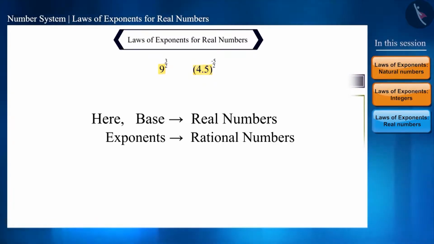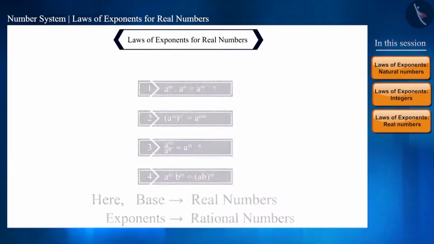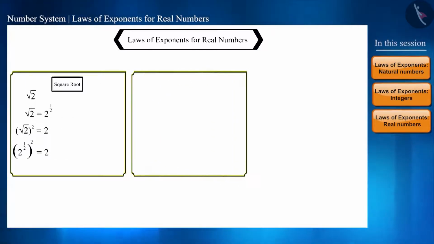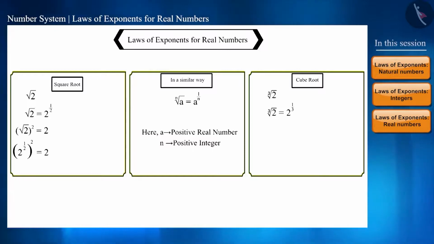If we have real numbers and rational exponents, can we apply these rules here too? Friends, let us understand this. If a number is given in a square root, that is, square root of 2, it means that its power is 1 by 2. And if cube roots are given, say cube root of 2, then it can be written as 2 raised to the power 1 by 3. Similarly, we can generalize that if the nth root of a is given, then it is a raised to the power 1 by n. Here a is a positive real number.